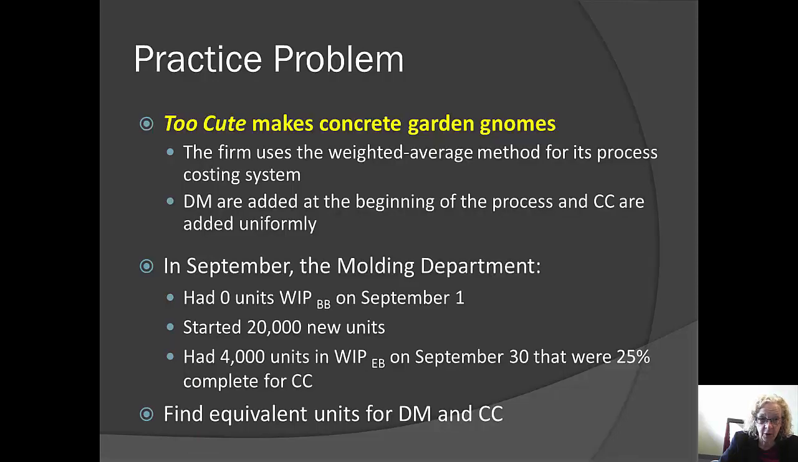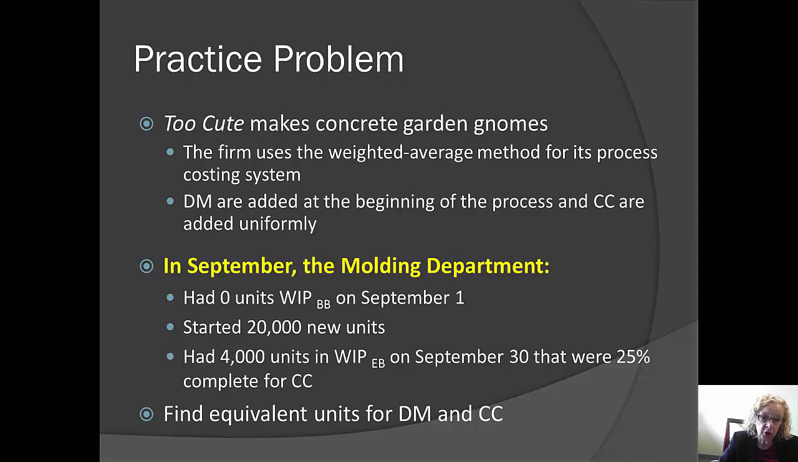Let's take a look at a practice problem. A firm called Too Cute makes concrete garden gnomes in two processes, a molding process and then a finishing process. This firm uses the weighted average method, and it uses the model in which direct materials are added at the beginning of the process, and then conversion is added evenly throughout. During the month, we are told that the firm began with no units in work in process.